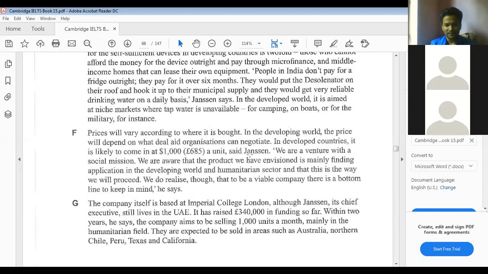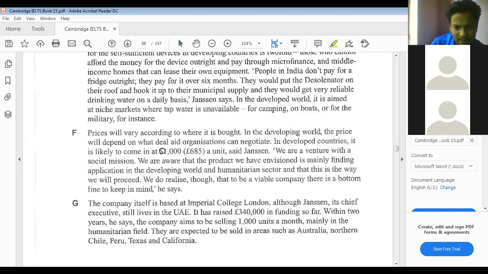We are a venture with a social mission. We are aware that the product we have envisioned is finding application in the developing world and humanitarian sector, and that this is the way we will proceed. We do realize though that to be a viable company, there is a bottom line to keep in mind, he says. What does it talk about?